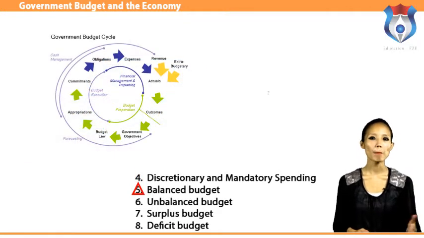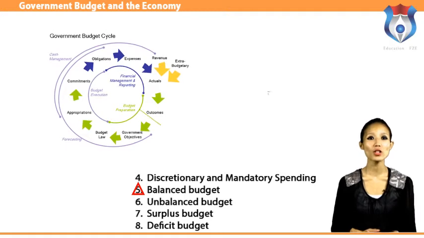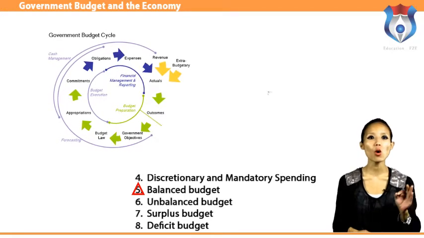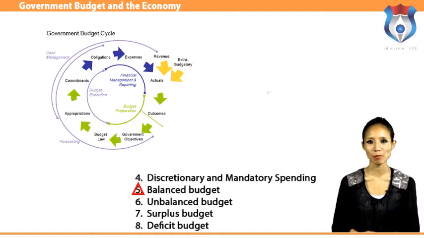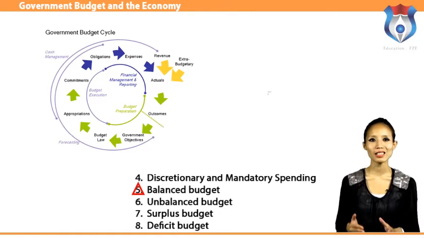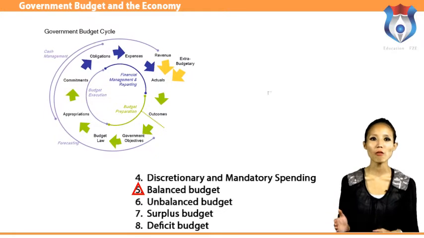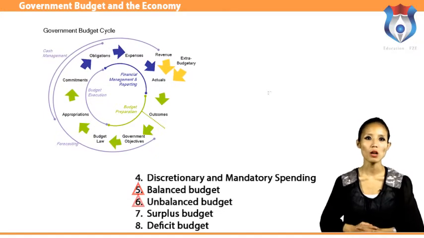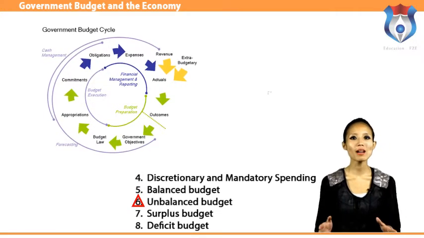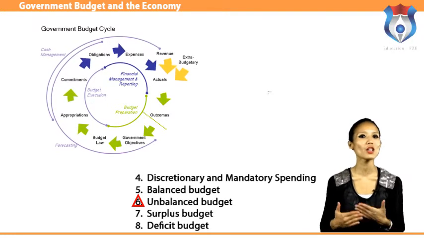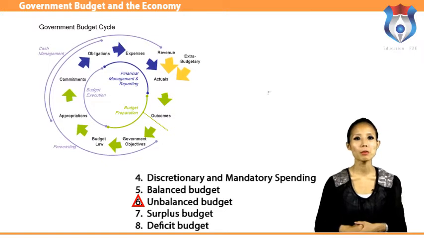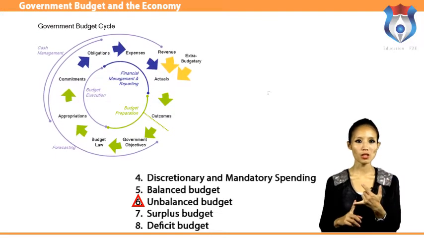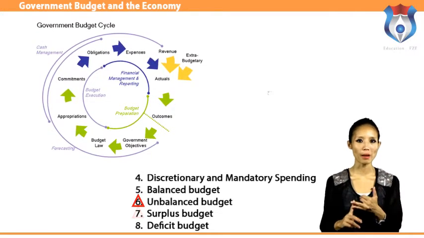Balanced budget. Balanced budget is a situation in which the estimated revenue of the government during the year is equal to its anticipated expenditure. Government's estimated revenue is equal to government's proposed expenditure. Unbalanced budget. The budget in which income and expenditure are not equal to each other is known as unbalanced budget. Unbalanced budget is of two types: surplus budget and deficit budget.